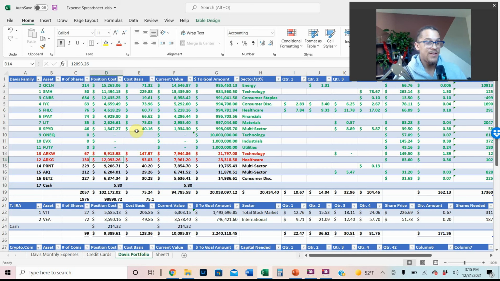As you can see here on this ARCG, which is this guy right here, the 12,093 is how much capital I put in there. Right now, it's only worth $7,900. Same thing with the ARCW. I put in $9,900. I'm down $2,000, and it's worth $7,900.